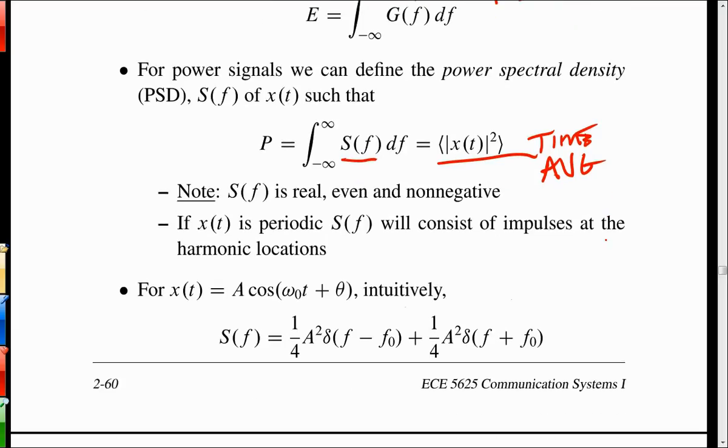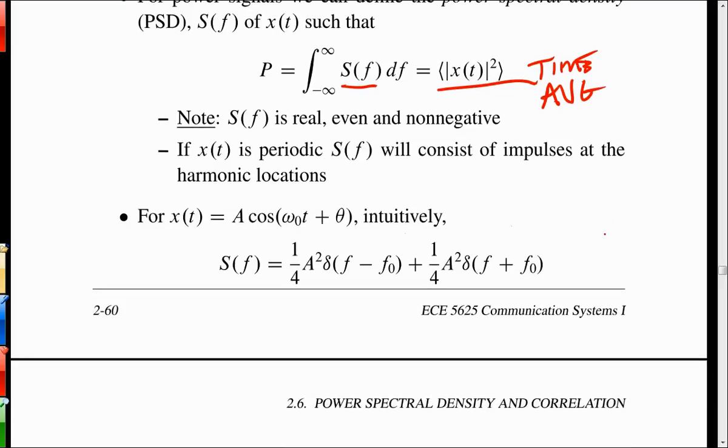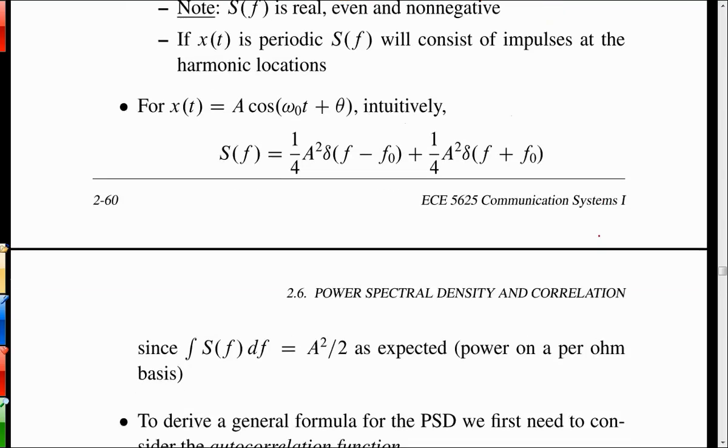And if it's periodic, then we know that the spectrum is going to have impulses in it. So intuitively, for a cosine wave, we already know what its X of f looks like. What should its power spectral density look like? Well, it should have two spikes in it, one at plus f naught and one at minus f naught. And it should have power in each spike of A squared over 4, because when we integrate that, we'd get A squared over 2. The total power in a cosine wave, remember, in a 1 ohm system is A squared over 2.